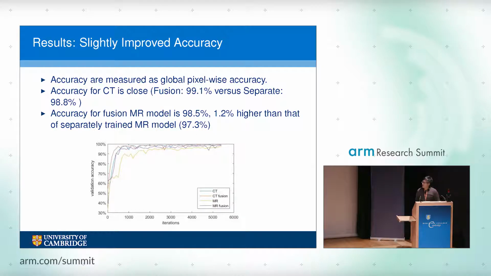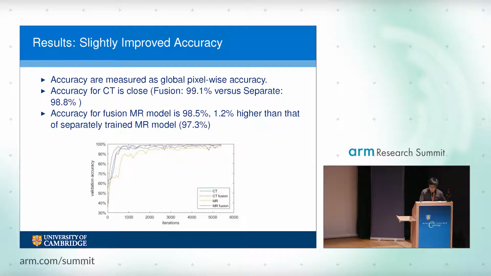And we also observe that there's slightly improved segmentation accuracy. By accuracy, what I mean is we measure the global pixel-wise accuracy. That means we see if every pixel is classified correctly or not. The accuracy for the CT modality is close. For the fusion CT model, we have 99.1%, but for the separately trained model, we have 98.8%. And the accuracy for the fusion MR model is actually much higher than that for the separately trained one. The accuracy for the fusion MR model is 98.5%, which is 1.2% higher than that of a separately trained MR model.